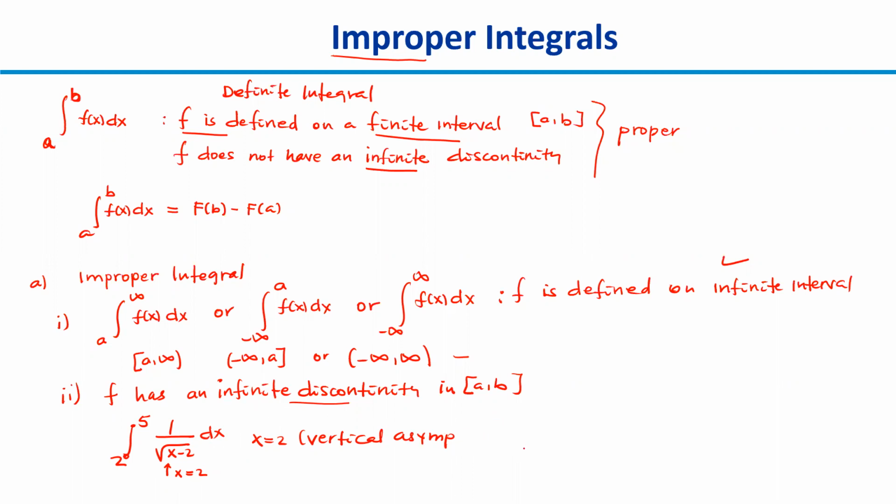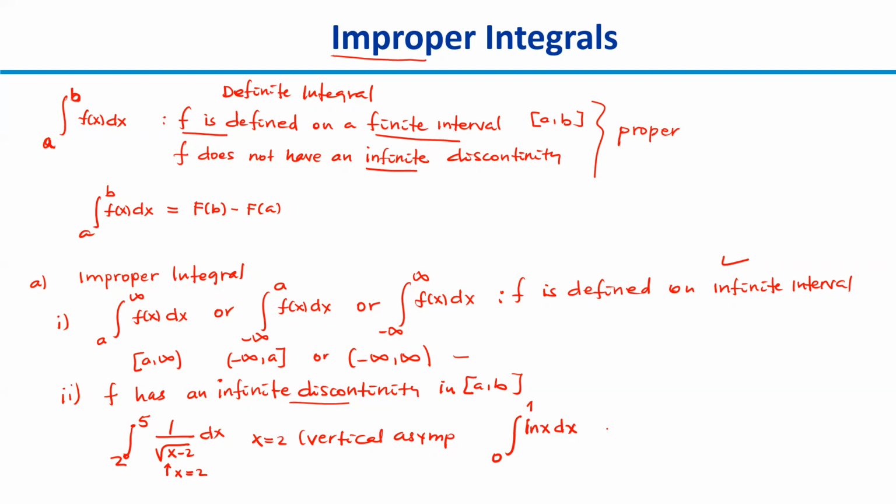Another example I may give you is the integration from 0 to 1 of ln x dx. You see, ln x is not defined at 0. So you have to understand that this is also an example of an improper integral.